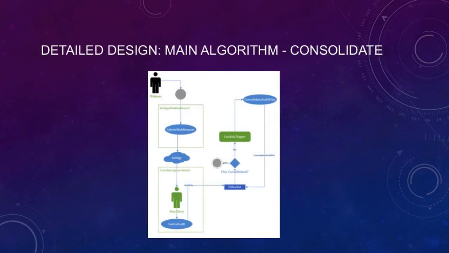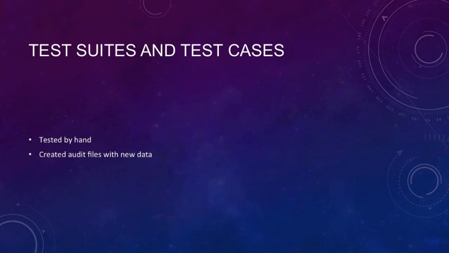Here I am showcasing the main algorithm for the consolidation of audit files. The IT admin interacts with the dashboard, which sends a request to the AUDIT API. The audit is run on the machine and pushed into S3. If the files are consolidated, we are done. Otherwise, the consolidate audit files Lambda function is run and uploads the new consolidated file into the S3 bucket. Because we have a consolidated file, execution terminates.